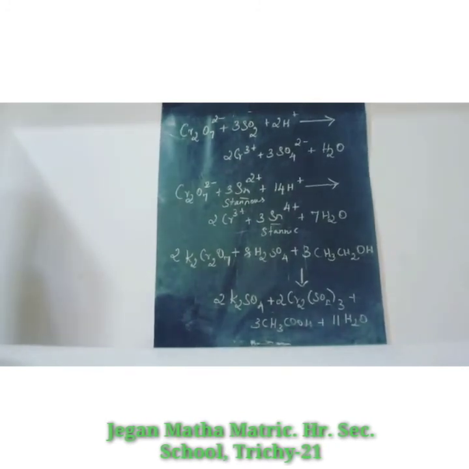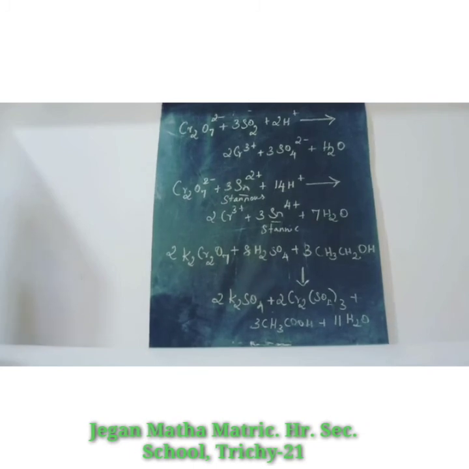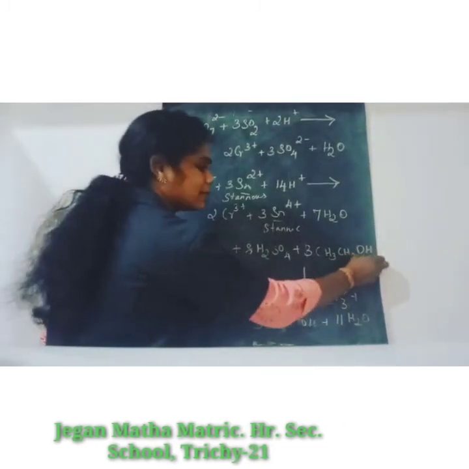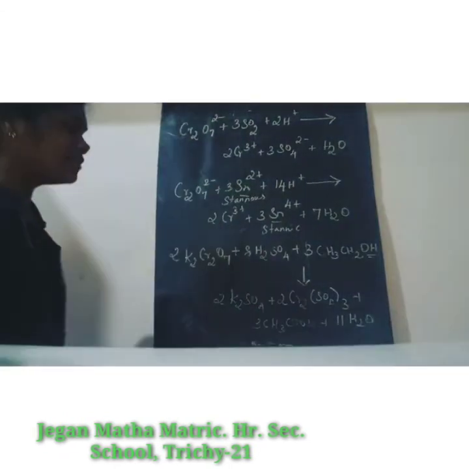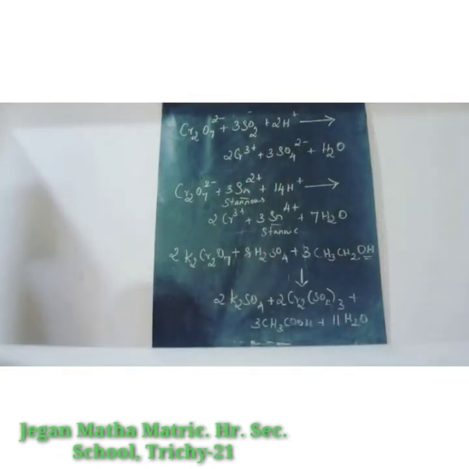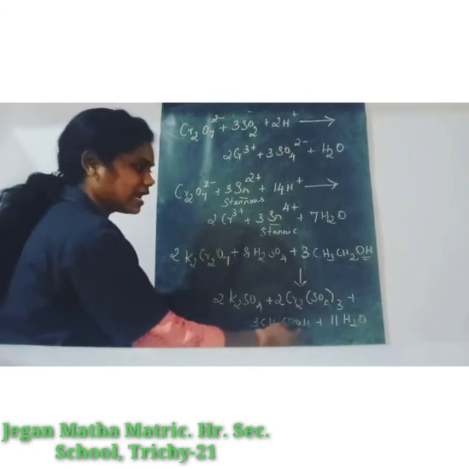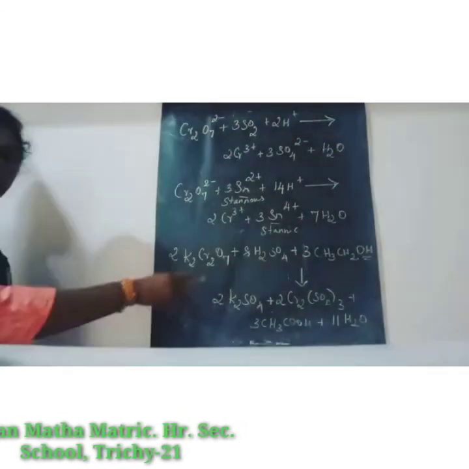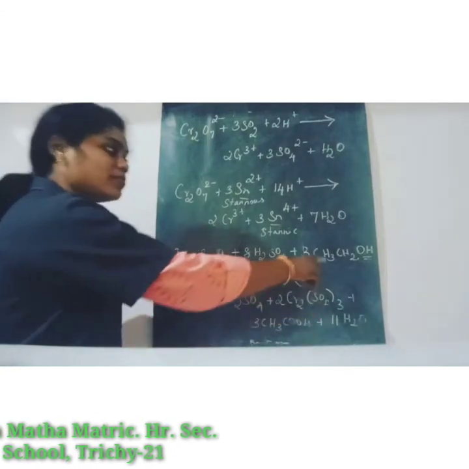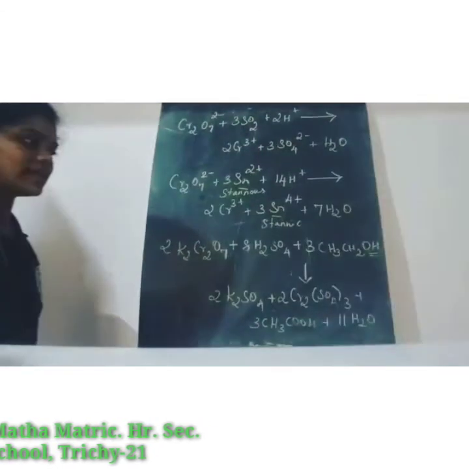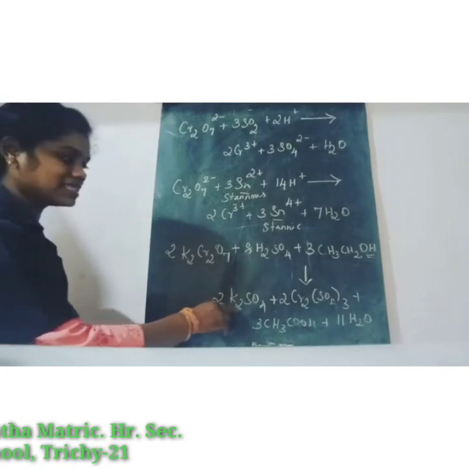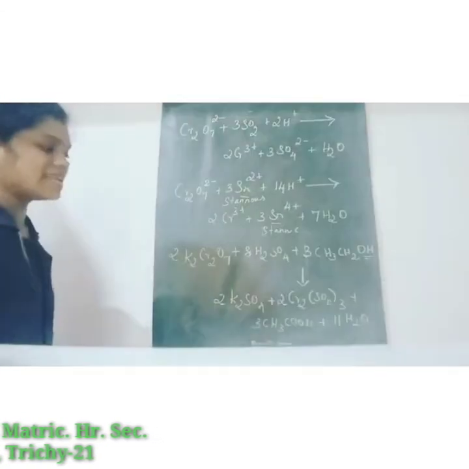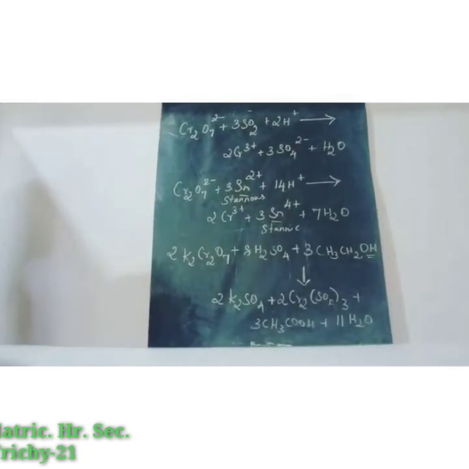And next one is it oxidizes alcohols to acids. So here alcohol is ethyl alcohol. OH represents the alcohol group. It is converted into acid. So here acetic acid is formed, that is CH3COOH. So potassium dichromate in the presence of sulfuric acid plus alcohol, that is ethyl alcohol, is converted into potassium sulfate plus Cr2(SO4)3 plus acetic acid plus 11 times water molecules.